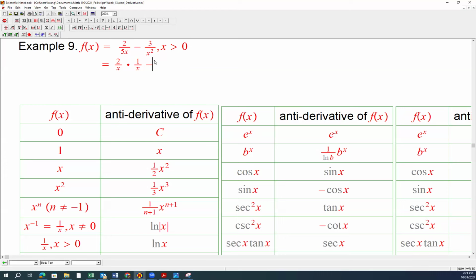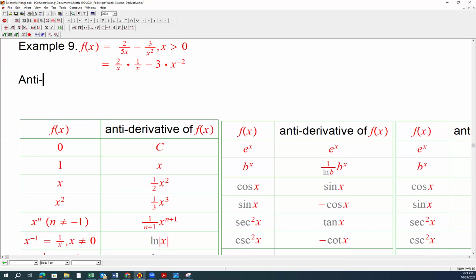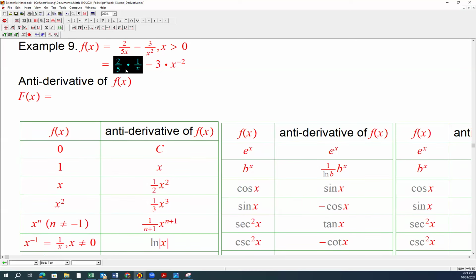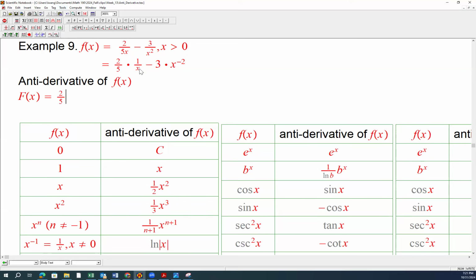Subtracting this one, we can use the power rule. So we minus 3x raised to the power of -2. Now as we write down the antiderivative of lowercase f, suppose this time we use some symbols to represent our notation. Sorry, this is 2 over 5, my bad. So 2 over 5 we get to keep, and the antiderivative of 1 over x, when x is larger than 0, is ln x. Subtracting the antiderivative of x raised to the power negative 2.